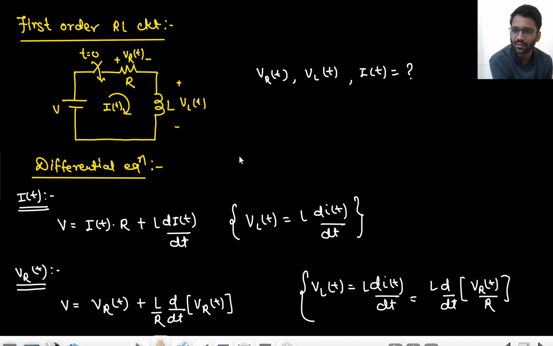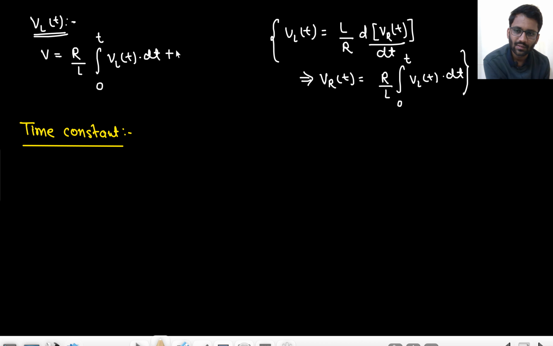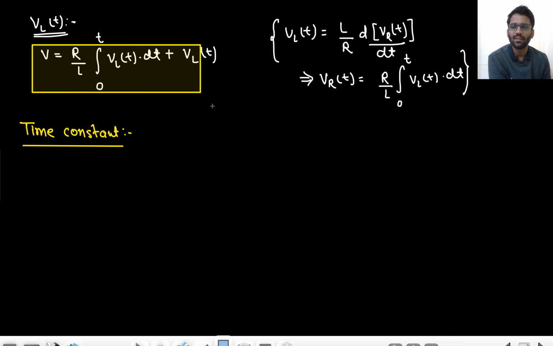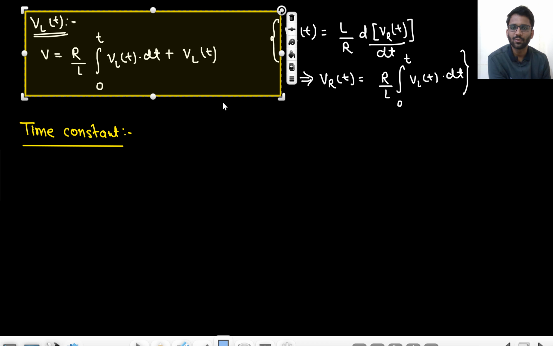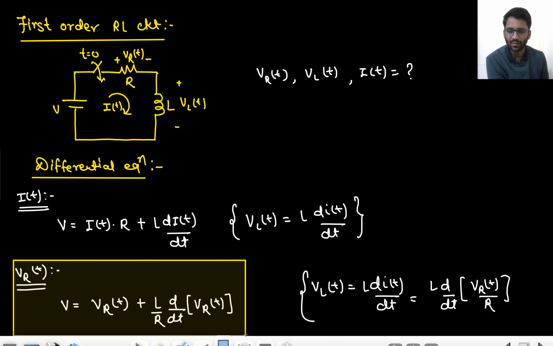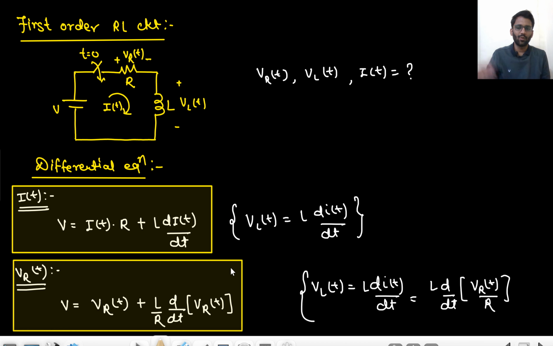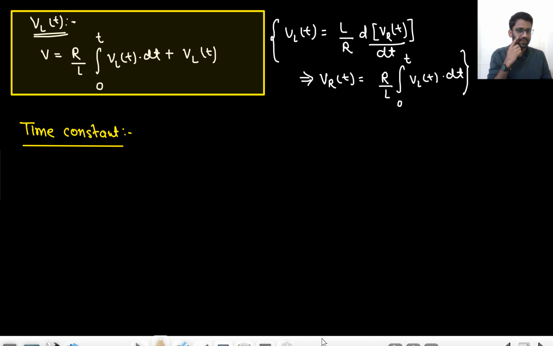The switch is closed at t equals 0, so from 0 to some time t. So V is equal to R by L integral from 0 to t of VLT dt plus VLT. So these are the three equations: in terms of VL you have written, in terms of VR you have written, and in terms of IL you have written. In any circuit you can write. If you just know the relation, you just need to apply simple mathematics. I'm not mugging up anything here. I'm just writing the simple equation, that's it. Now you can solve this equation and get to your answer.